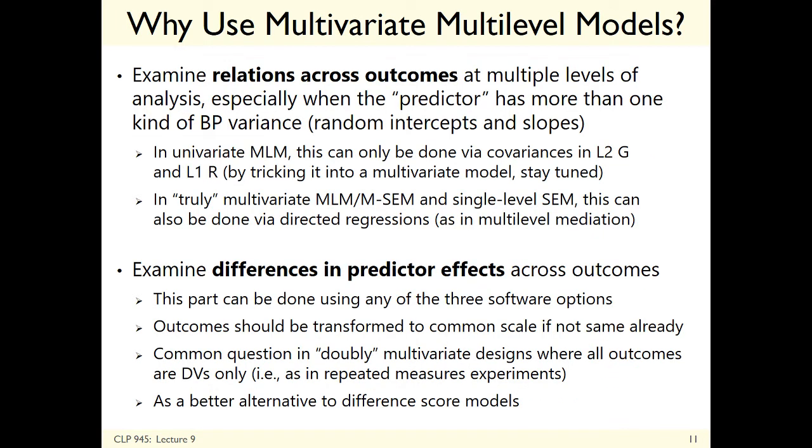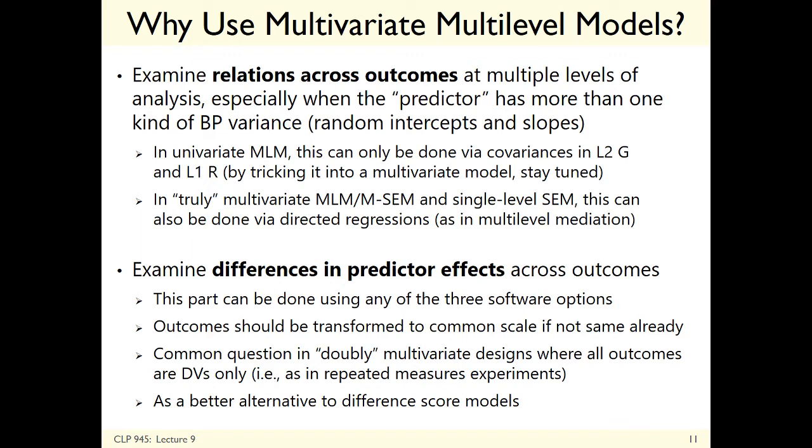So why would you do this? 2 main reasons to do a multivariate model. Looking at relations across outcomes. So you can think of examples of this just like what I said. If you want to know if someone's slope correlates with their slope on another variable, like if I change a lot on this variable, do I change a lot on that one?